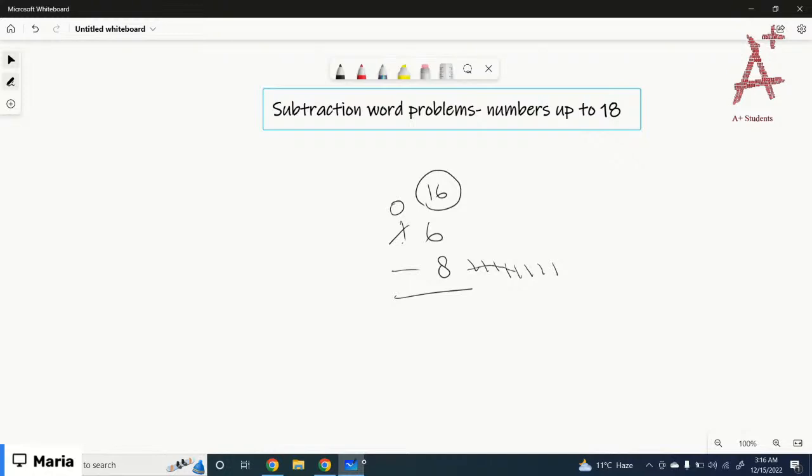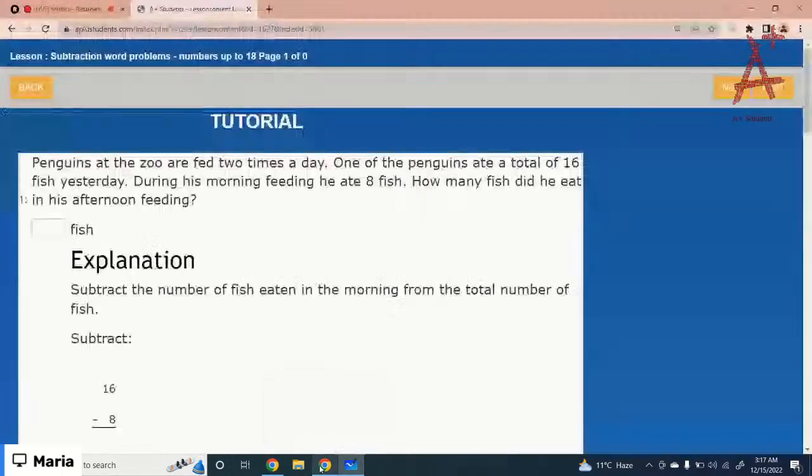1, 2, 3, 4, 5, 6, 7, 8. So the correct option is 8. Got it? That means 16 take away 8 is 8. Got it? Okay, let's just start with the next question. 16 take away 8 is 8. Let's just start with the test questions.